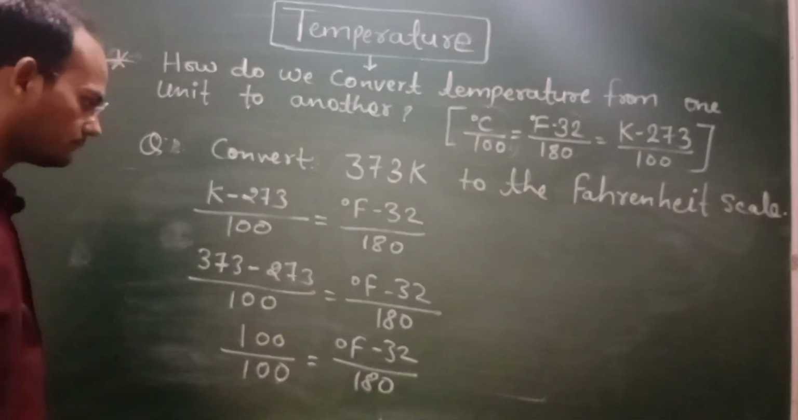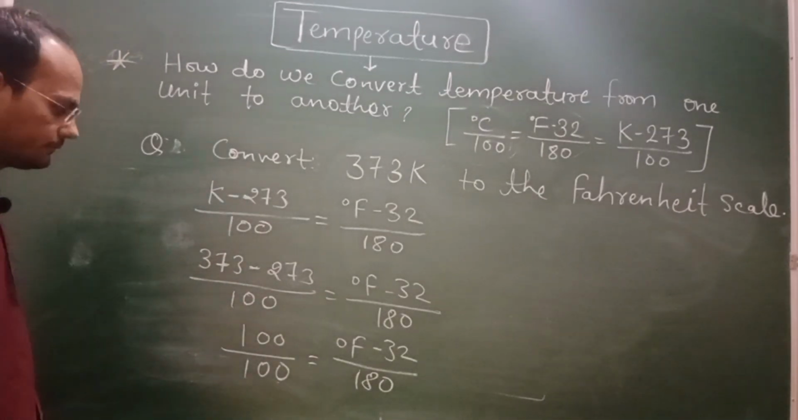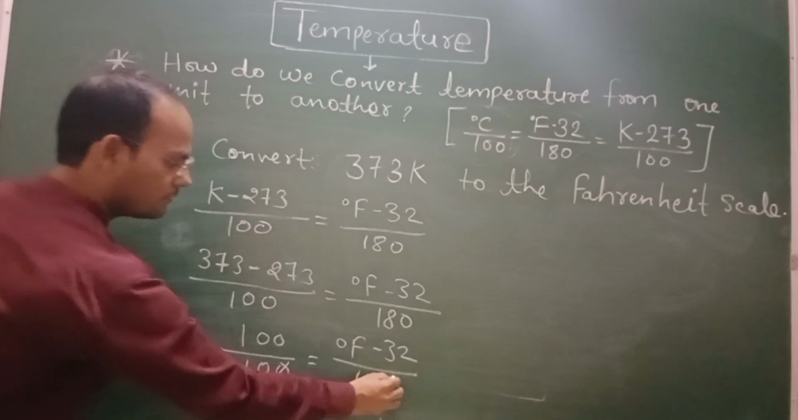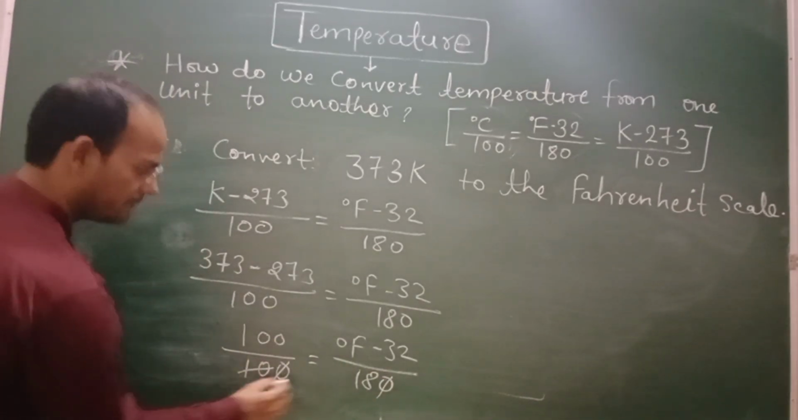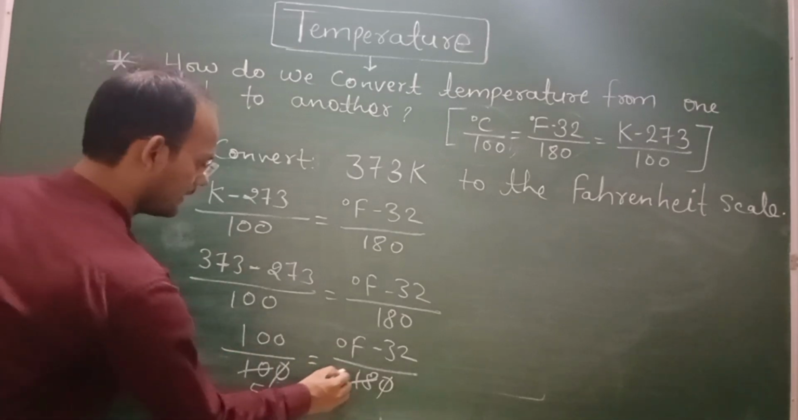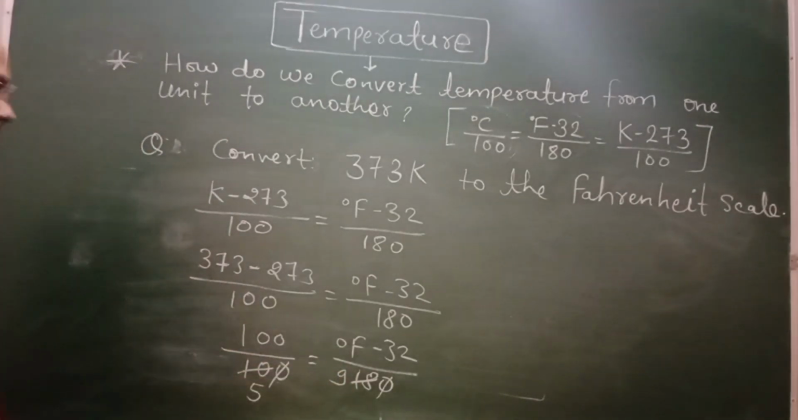Okay, now listen. The 0 and 0 cancel out. 2 5s are 10, 2 9s are 18. Clear?